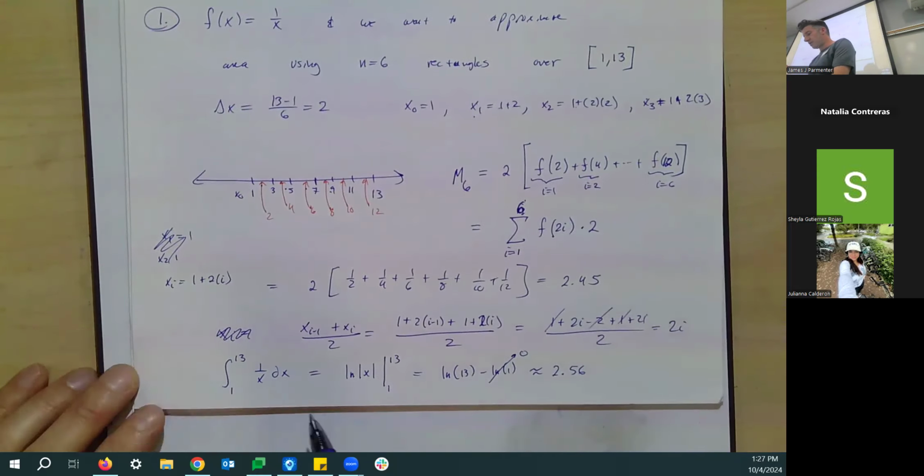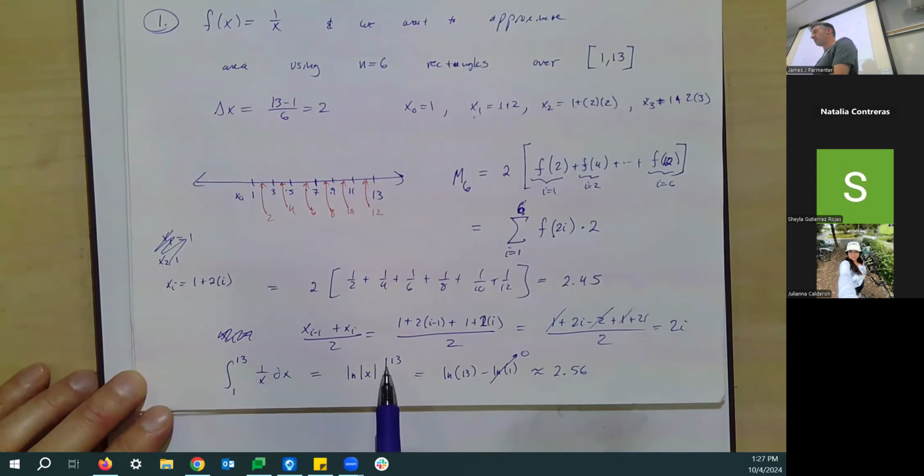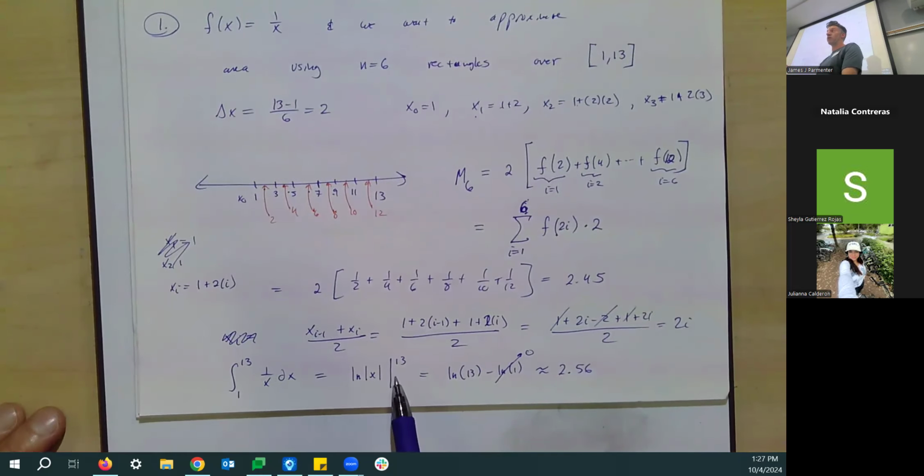So this thing right here, what I did was an application of the fundamental theorem of calculus. It's actually the fundamental theorem of calculus part 2, also known as the evaluation theorem, which is where you find the antiderivative of the function, and then you plug in the top limit of integration, you subtract, and plug in the bottom limit of integration.